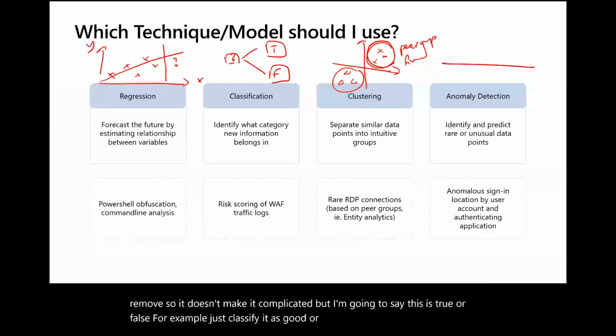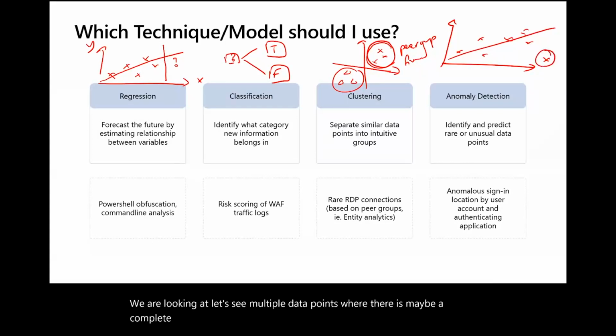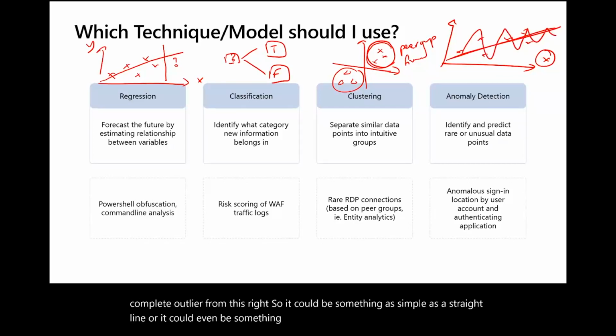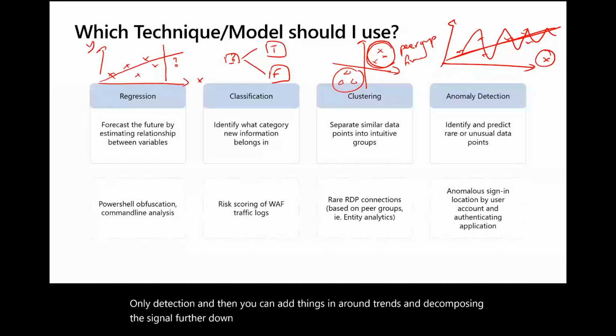Anomaly detection is slightly different. We are looking at, let's say, multiple data points where there is maybe a complete outlier from this. So it could be something as simple as a straight line, or it could even be something cyclical where we're looking at polynomial anomaly detection, and then you can add things in around trends and decomposing the signal further down. That's really what you're trying to do under anomaly detection as well.